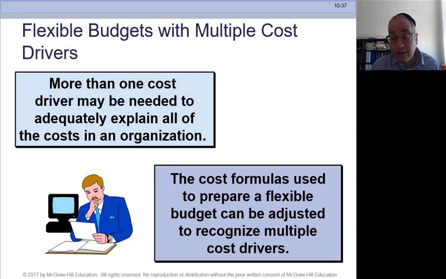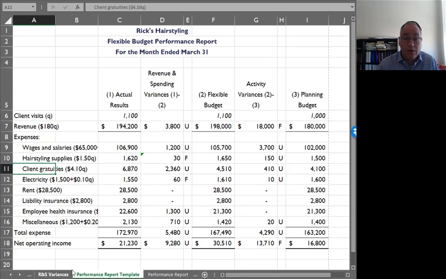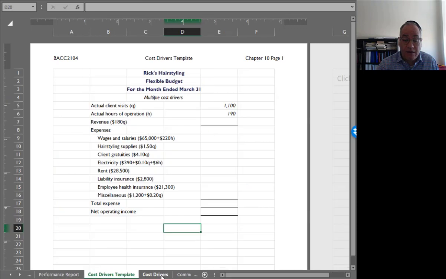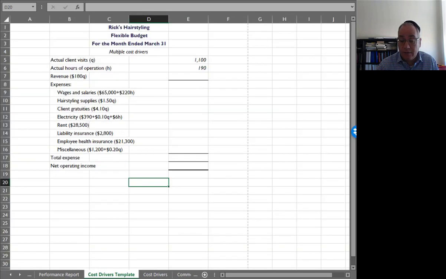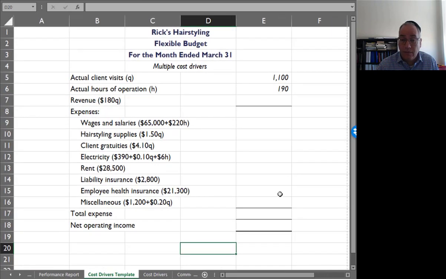So you can use all these different cost formulas you've developed under activity-based costing and come up with a better flexible budget. Let's go through an example of one. So again, we have Rick's hairstyling, and I've got a cost drivers template. And the actual client visits is Q, and the actual hours of operation is H. I'm doing this slightly different from the book, because the book calls this Q1 and Q2.